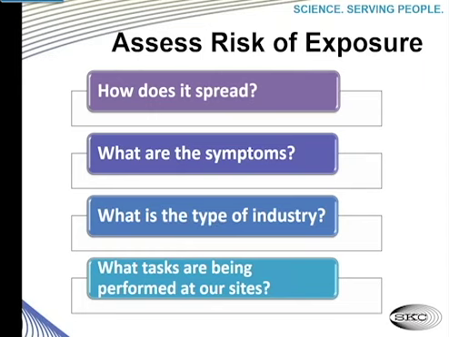All right, as an industrial hygienist, the process starts with a hazard recognition or a risk assessment. Among the questions that we asked were how it spreads, what the symptoms are, what type of industry we're in, and what tasks are performed at our site. OSHA, in the guidance that I referenced earlier in the previous slides, classifies the risk based on some criteria.